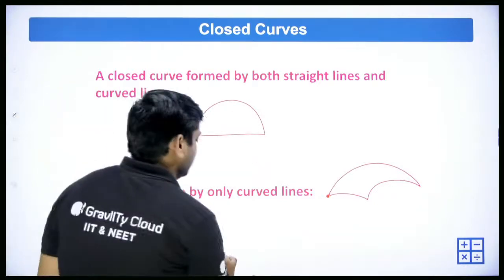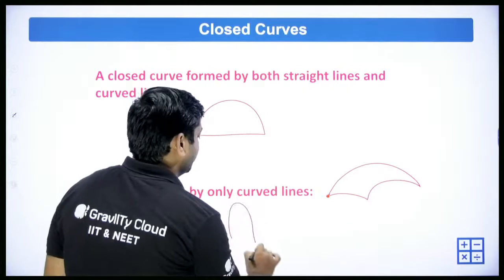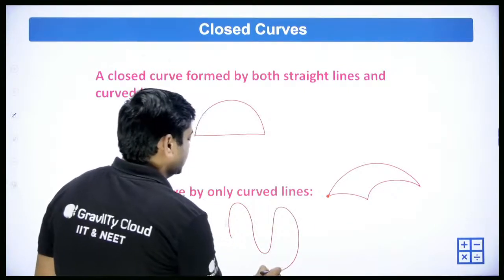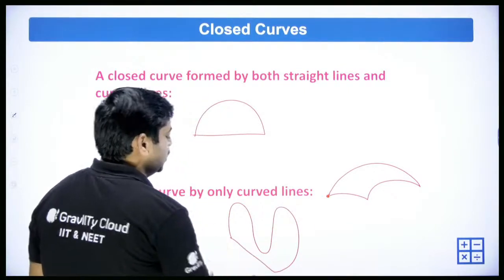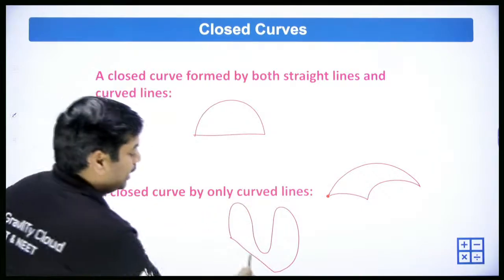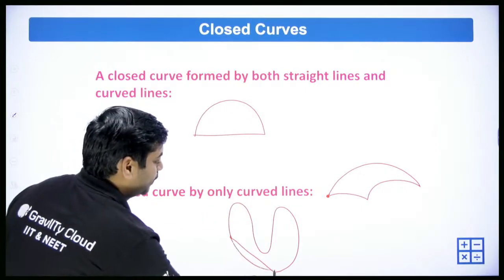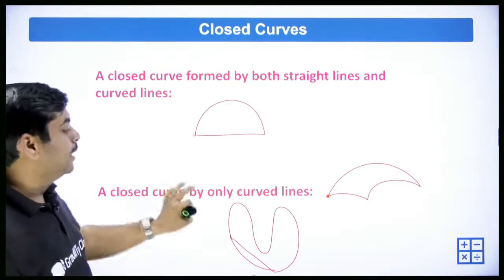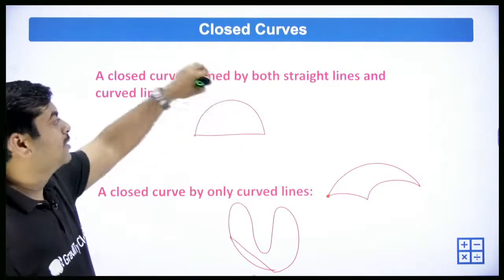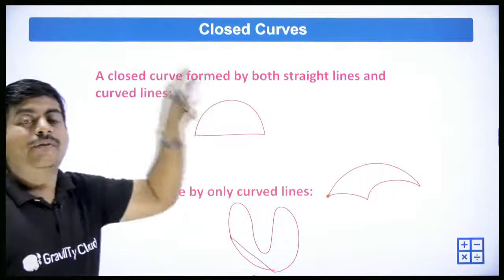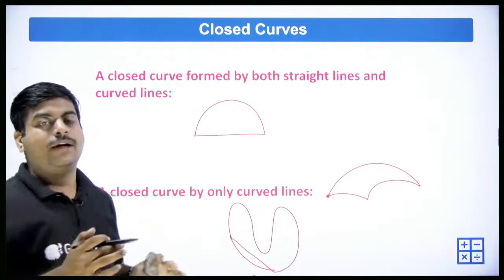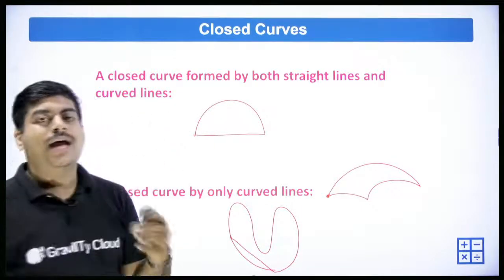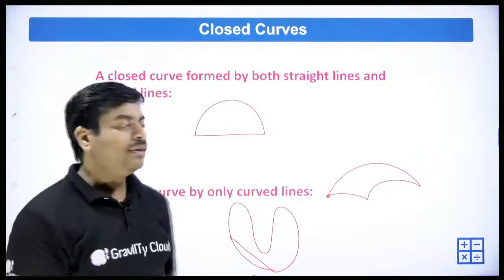Right? So you can do like this, okay? Right? So all these are closed curves. This is a line again. So you can join this one in this way. It is a closed curve. So this is completely with curved lines. This is one straight line and one curved line. So we have different types of curves based on the line segments and the curves.